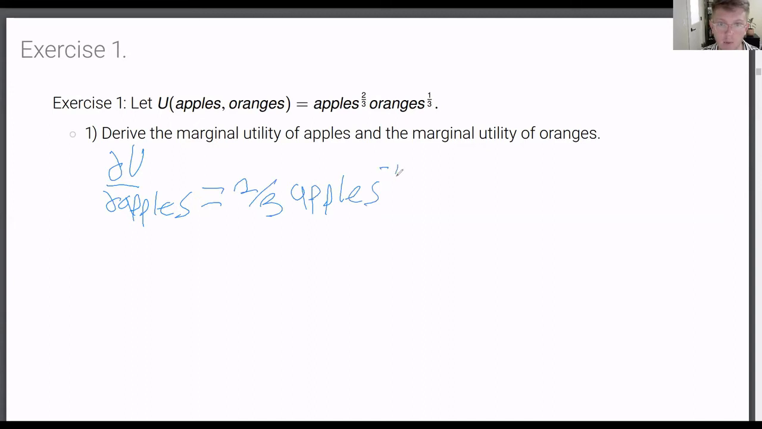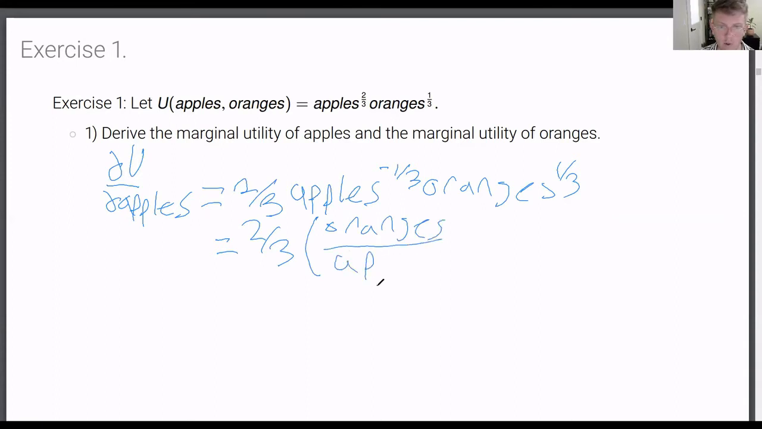Or, in other words, it will be apples to the -1/3 times oranges to the 1/3. Of course, that simplifies. It'll just be equal to 2/3, and then the negative exponent means that we can just move apples to the denominator. So in the denominator, it'll be apples raised to the 1/3, or oranges over apples all to the 1/3. And so that's our answer for the marginal utility of apples. You can see that the marginal utility of apples, the additional utility that consuming 1 additional apple gives us, is going to depend on the numbers of both oranges and apples we have.